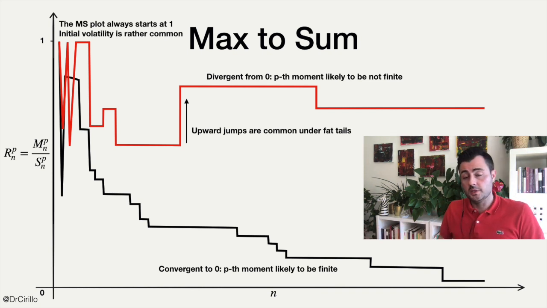If conversely, the moment of order p is not finite, what happens? It happens that the ratio for the corresponding p, so the R_n^p ratio, will be extremely erratic and it will oscillate and will not converge towards zero no matter how many observations I take into consideration.